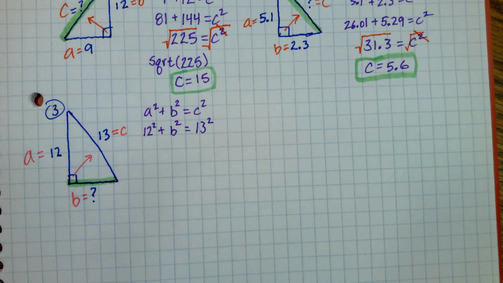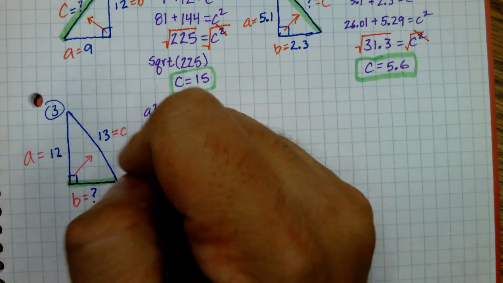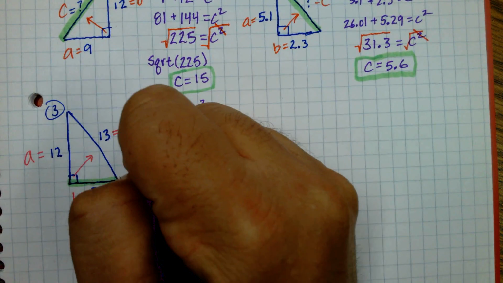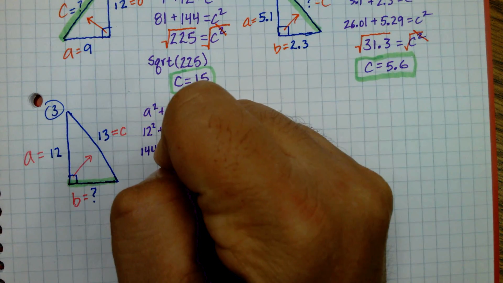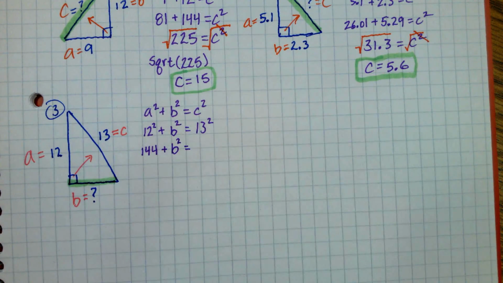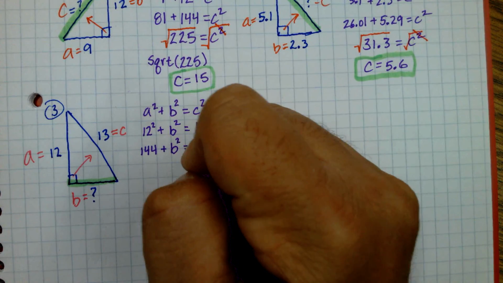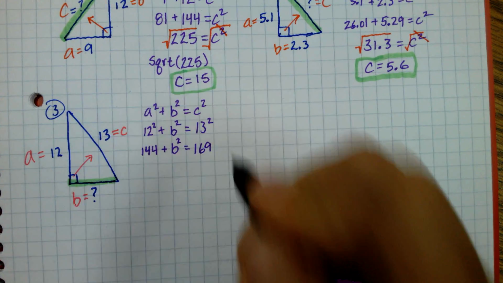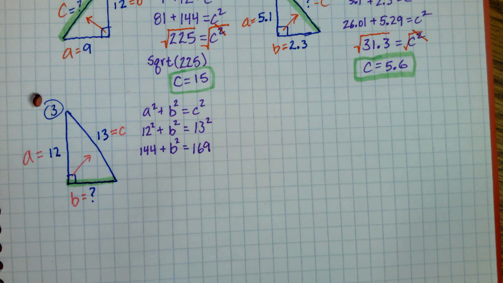Okay. And now we're going to square the numbers, multiply them times themselves. So this means 12 multiplied twice. So that's 12 times 12. It's 144. And then B squared comes down. And then we got 13 times 13, which is 169. Okay.